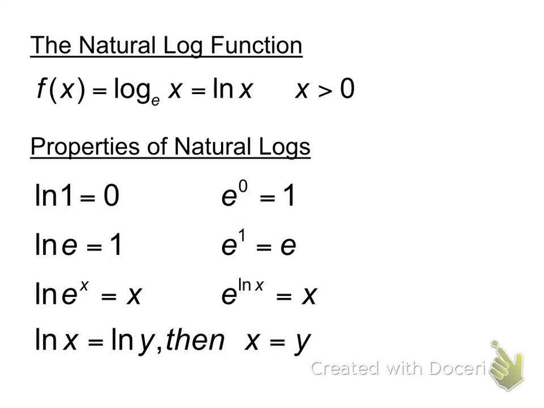Properties of natural logs are very similar to properties of common logs. The natural log of 1 is equal to 0, the same as saying e to the 0 power equals 1. Natural log of e is equal to 1, the same as e to the first power equals e. Natural log of e to the x equals x is the same as e to the natural log of x equals x. And then finally, the natural log of x equals the natural log of y. When a log equals a log and the bases are the same, we drop the logs and x equals y.